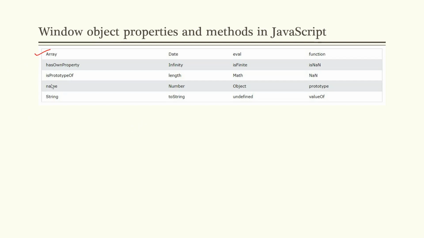Array is used to define any kind of array. String is a data type in JavaScript, and there are other data types like number. You have methods like toString. You have methods like isPrototypeOf. You have properties like length. All these are crucial parts of JavaScript and you should not be using them as a valid identifier name.